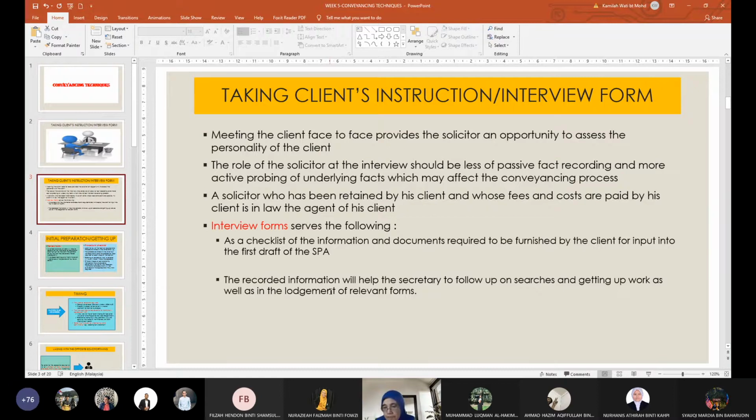Dan juga from these interview forms, our staff can do the necessary. Of course, first thing is untuk do the land search with regards to the property. Maksudnya itu antara maklumat yang penting yang kita kena dapat during the interview sessions.